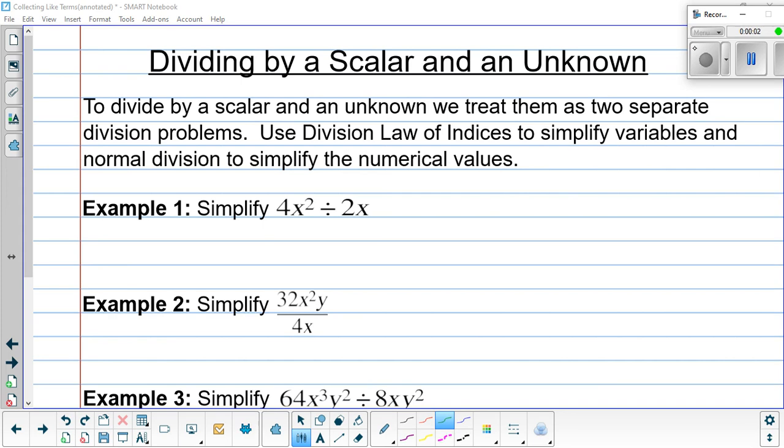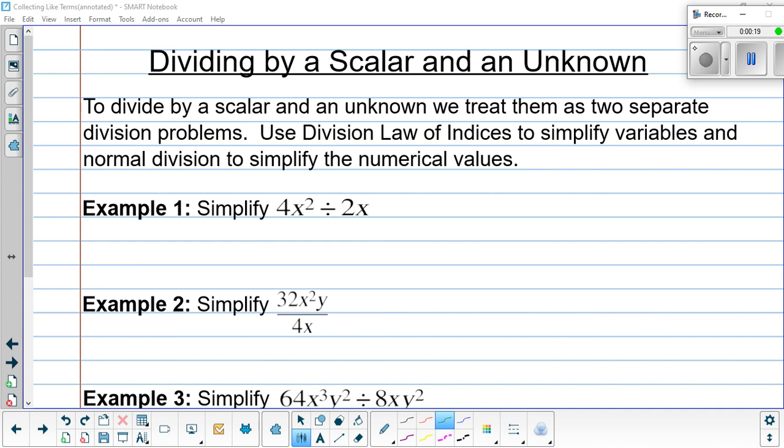Hi, welcome back, and today we're going to look at dividing by a scalar and an unknown. So, kind of the most complex we can get for collecting like terms and simplifying algebraic expressions at this point. So, we're going to use the division law of indices to simplify our variables, and then we're just going to treat our numbers as normal division.